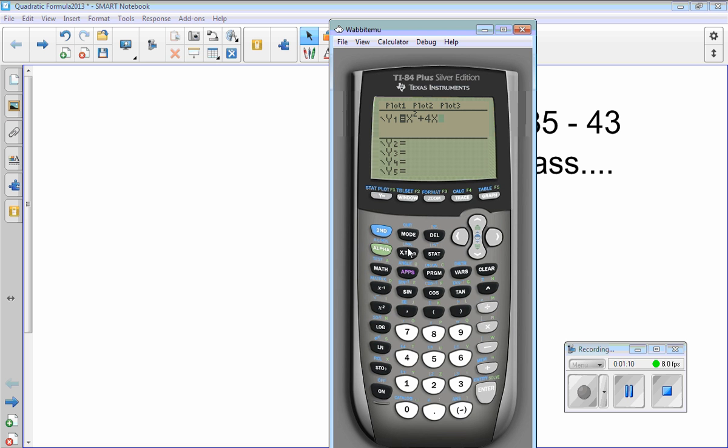X squared plus 4x minus 1. All right. When we hit the graph key, there we go. You should have this here.